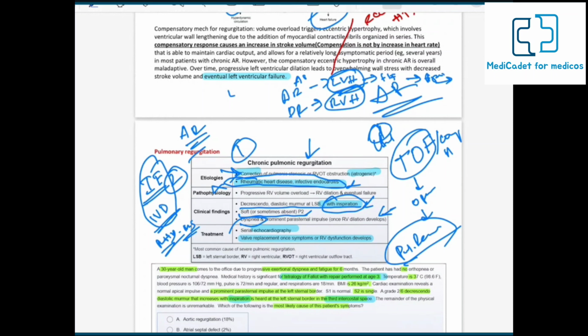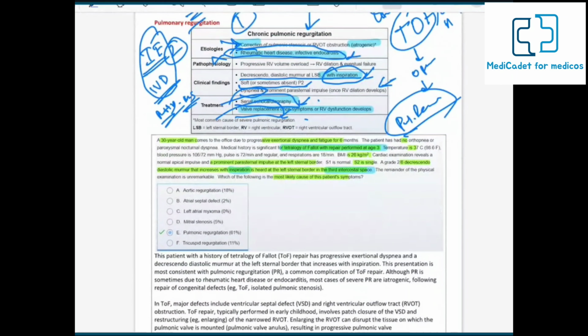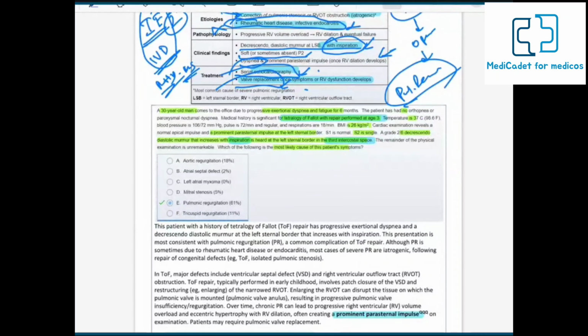And again, whenever there's a valvular defect, it is going to be an echocardiogram for diagnosis, and the treatment is valve replacement. That thing will never change. It's like the simple question that is most probably asked in Step 2. So remember it. So pulmonary regurgitation is over.